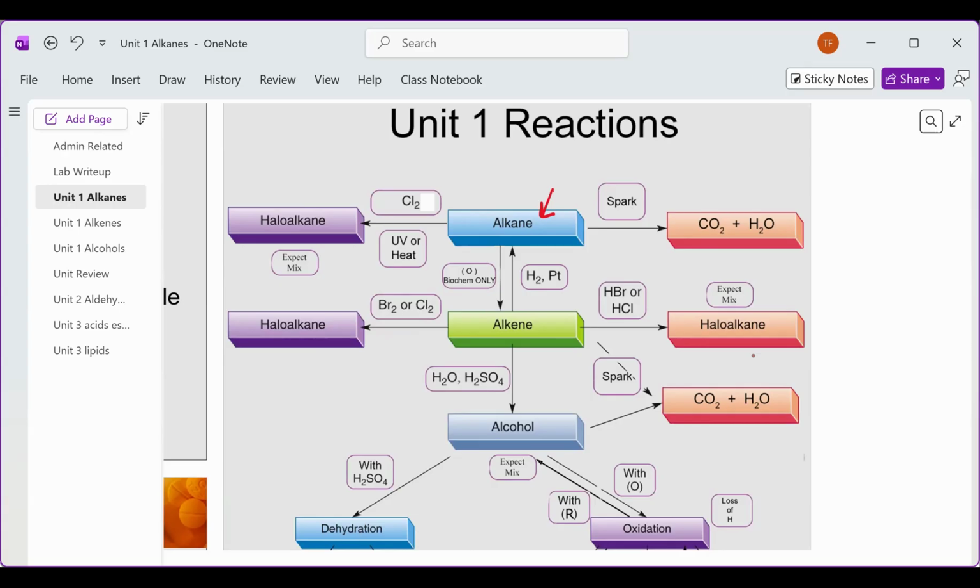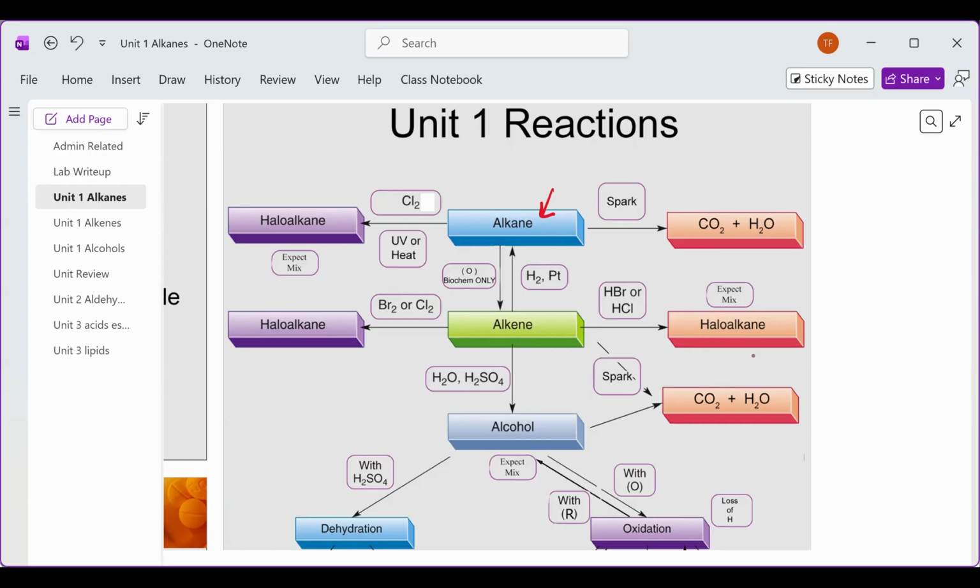One is to create a haloalkane. That means an alkane with a halogen on it. And usually there's a mix. We're going to talk about what that means, a mix, and a spark or combustion, which turns it into carbon dioxide and water. Those are the only two reactions. There's another reaction that's biochemical only. It's an oxidation reaction. Okay, and the functional group in alkanes is just an H.